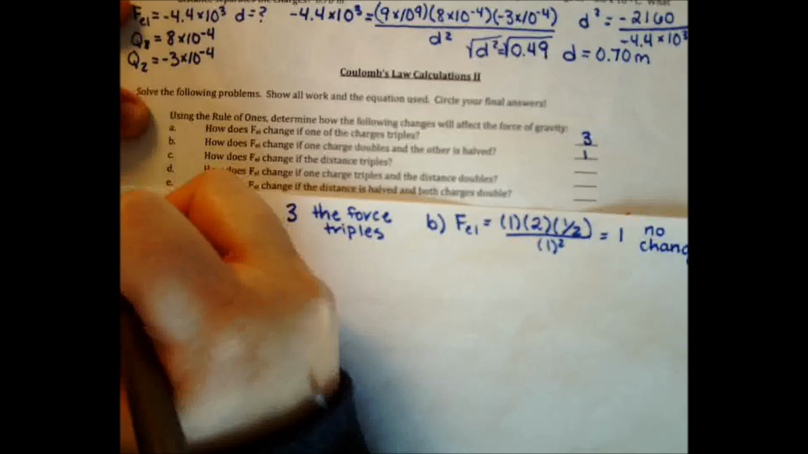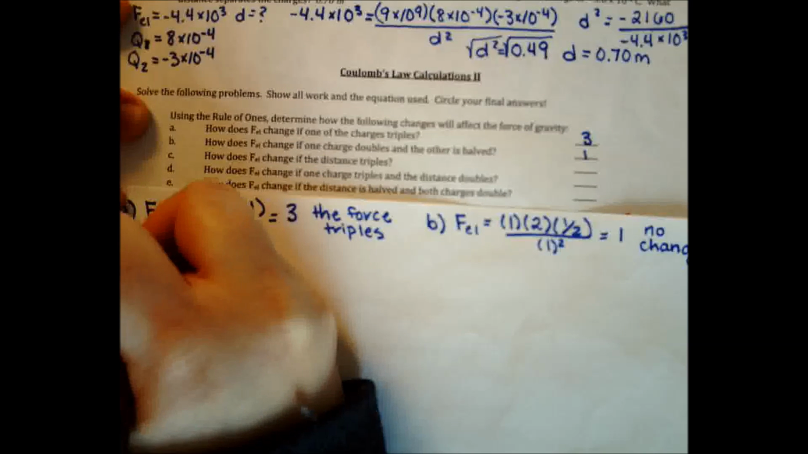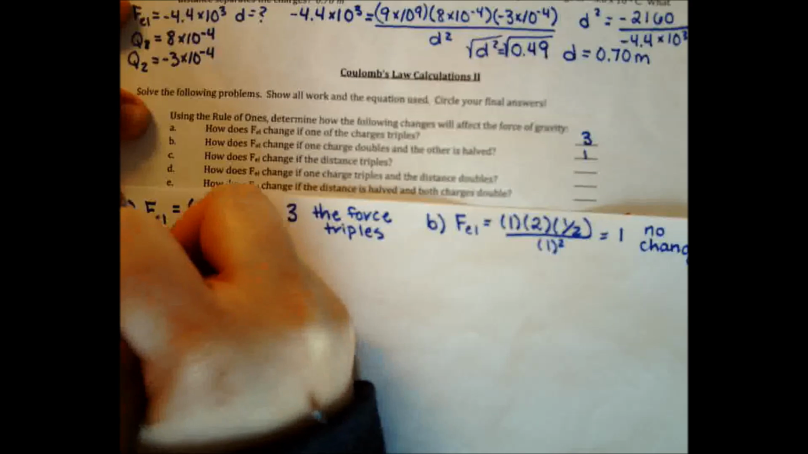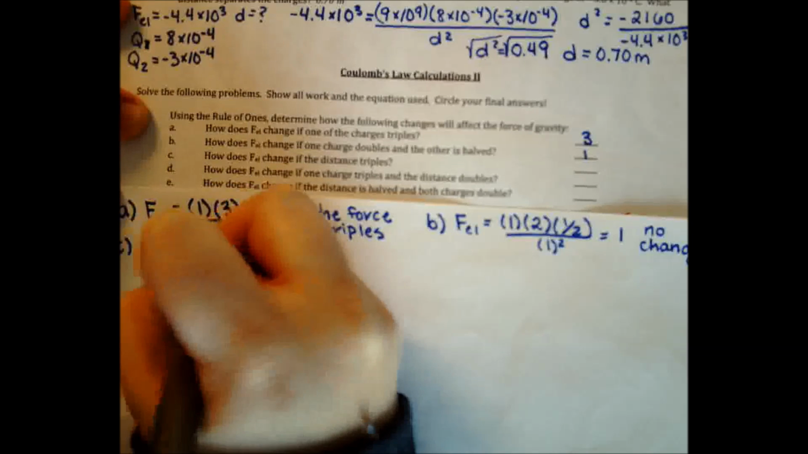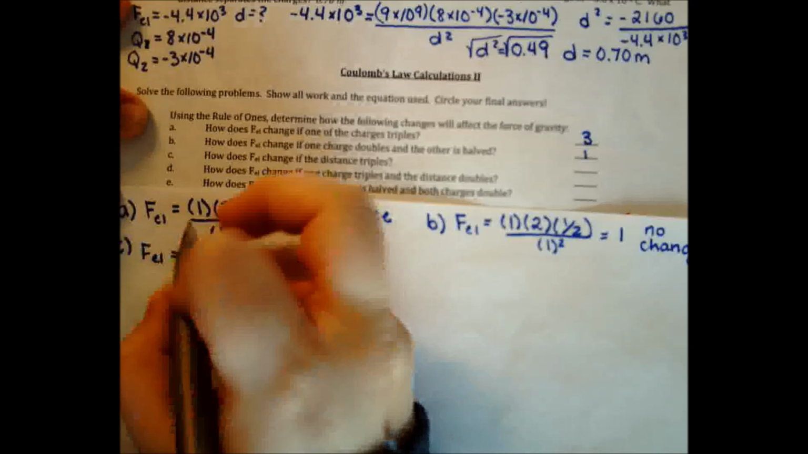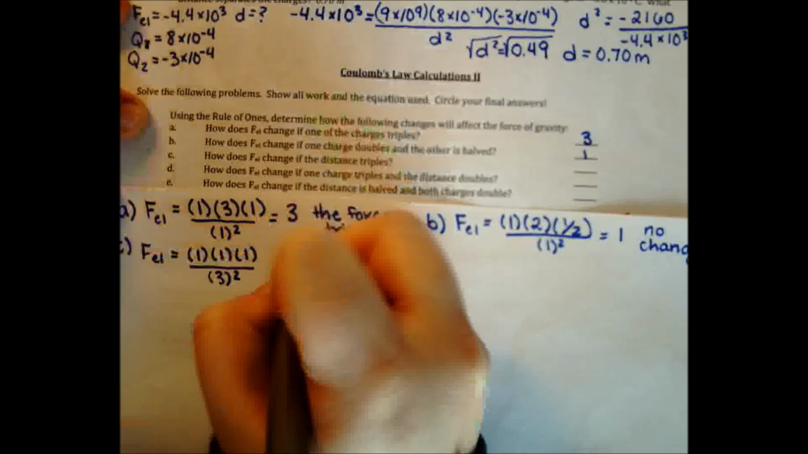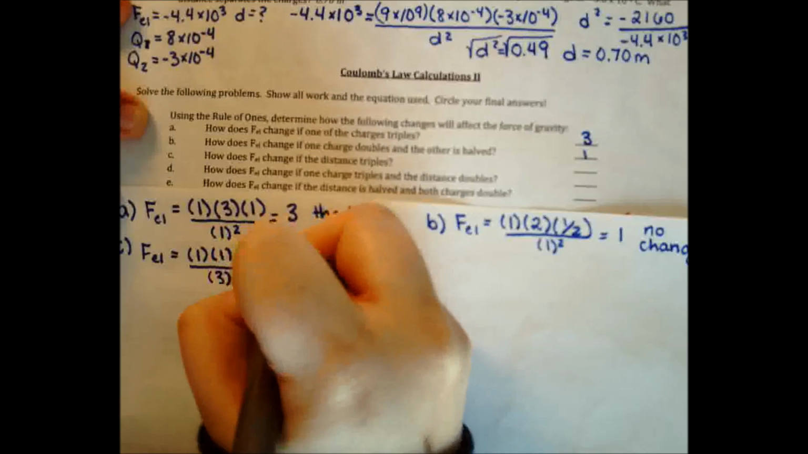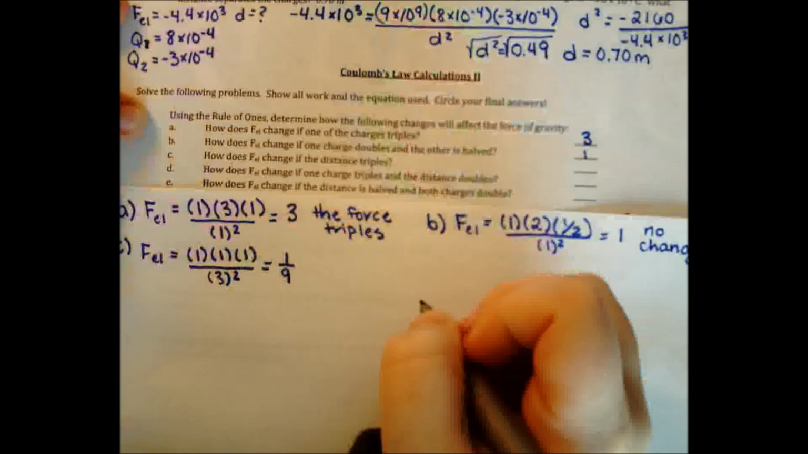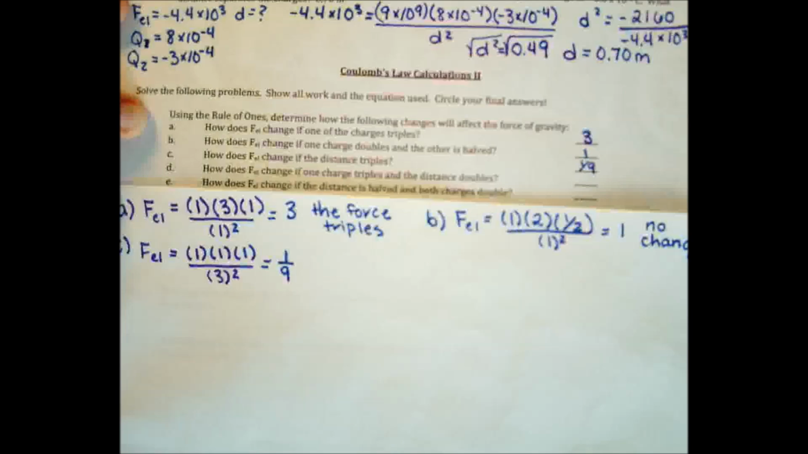C. How does the electrical force change if the distance triples? So, the whole numerator is 1s because nothing up there is changing. The distance is tripling, but the distance is also squared. So 1/9 or 1/9 as much, 9 times less, whatever makes the most sense to you.